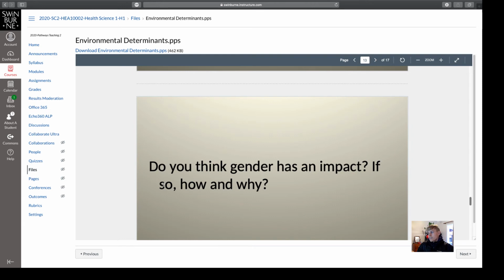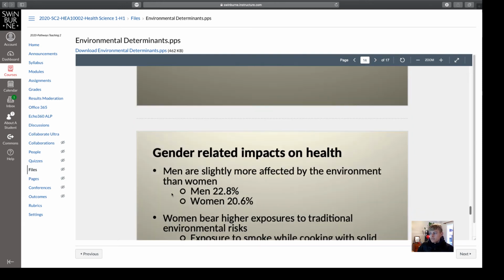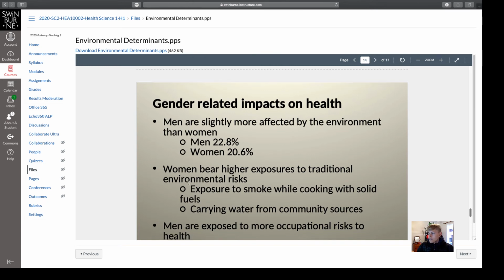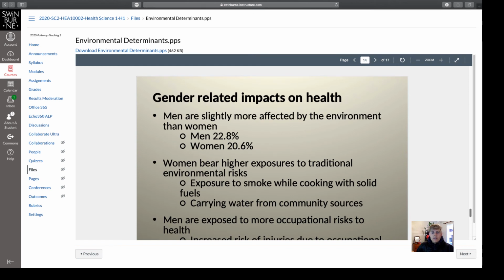Do you think gender has an impact? If so, how and why? Sex or gender is also a critical determinant of who and how people are affected by the environment. People assigned male at birth are slightly more affected by the environment than people assigned female at birth. And as this slide goes on to describe, this has to do with occupational hazards, with increased risk of injury and death relating to work and recreational activities for people assigned male at birth.